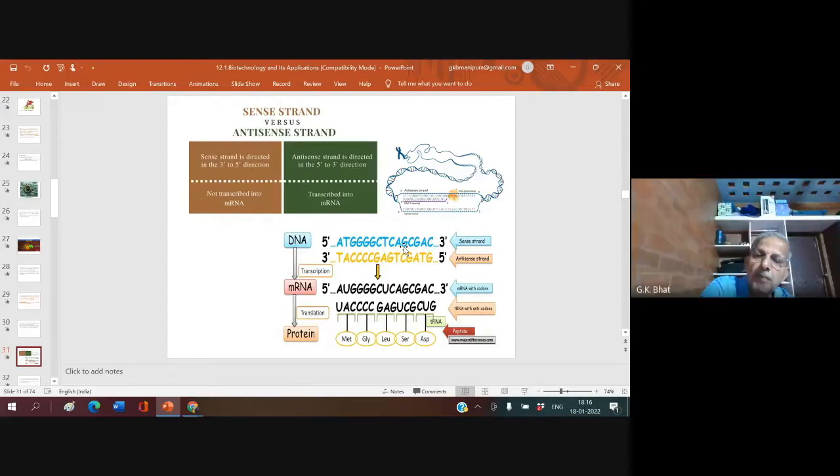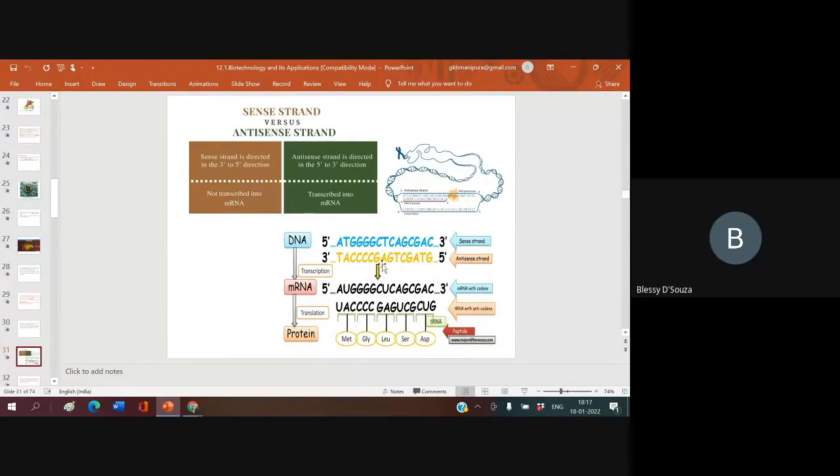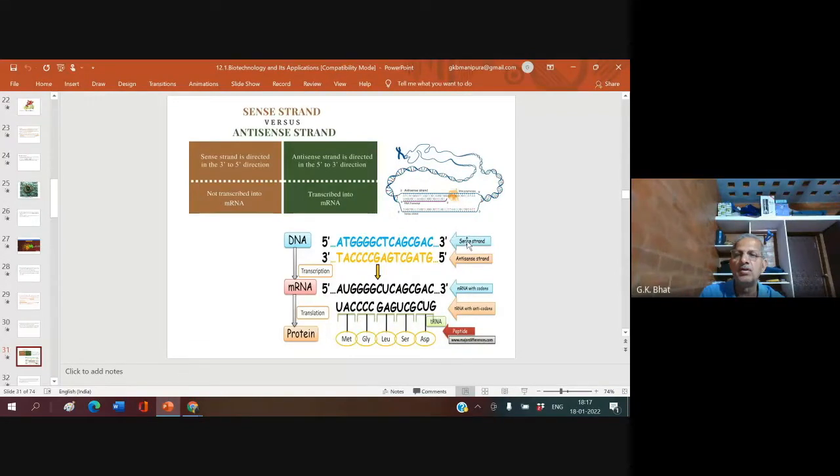My question is, what is the difference between the coding strand and the non-coding strand? What do you mean by coding strand? What do you mean by non-coding strand? Here, in the sense strand and antisense strand, there are two strands. Which is the coding and which is the non-coding strand? Blessy? You are right. Antisense strand is the coding strand and the sense strand is non-coding. Can you see here?